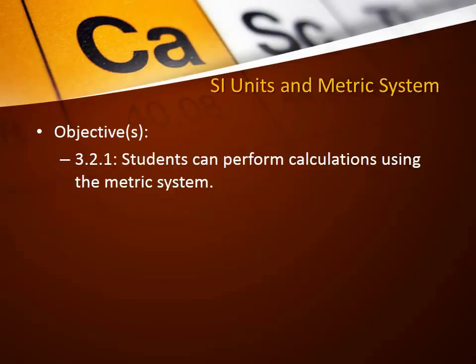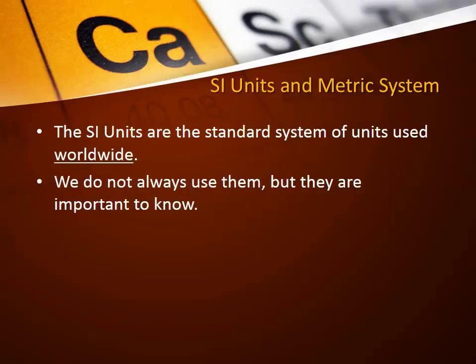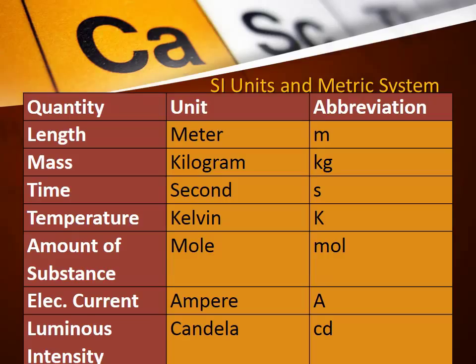In our next section, we'll be talking about SI units and the metric system. That is our main objective for this section. Now, the SI units are the standard system of units that are used worldwide. America does not use many of these, but they are still important to know. These are the SI units. On the left represents what they're actually measuring. This column represents the actual unit, and this is our abbreviation. Those are the SI units.